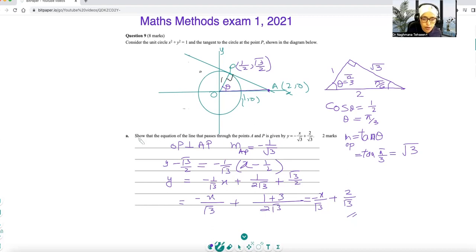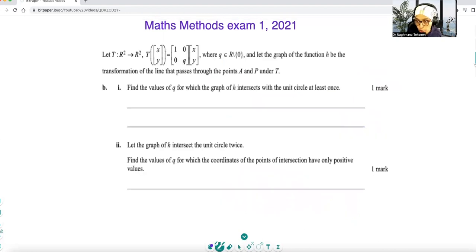So remember that whenever we have a show-that question, you have to really set it up properly and show your working out. Because the answer is already given, these 2 marks mean you have to set it up properly, give all the details, write your steps in detail, and show the logic behind it. How do you work that out?